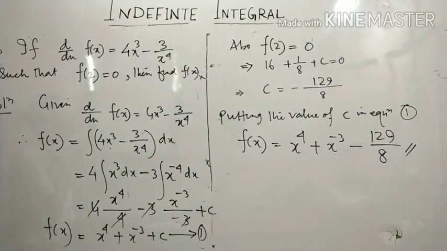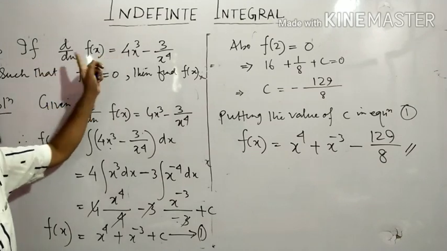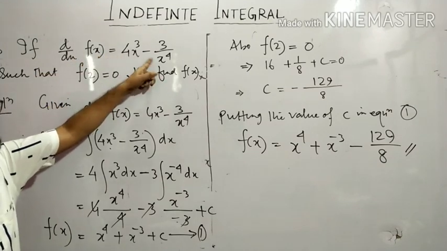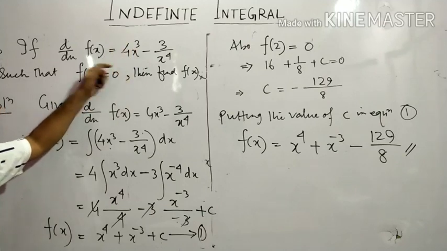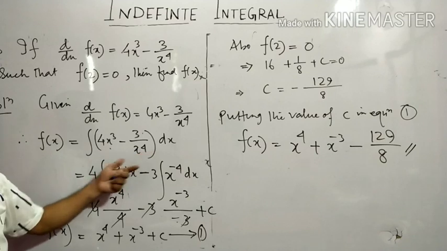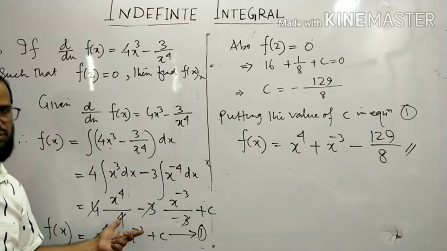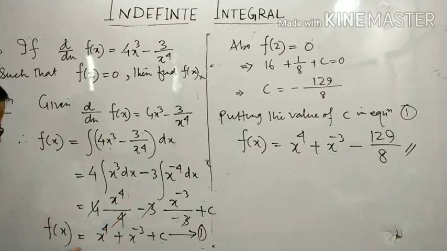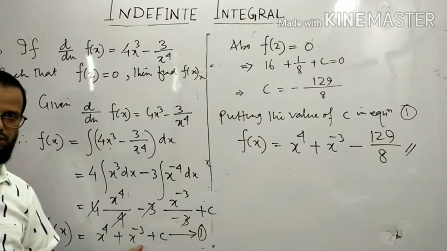So how to solve this equation? First you have to start from here. Derivative of the function is given. So if we take the integral, what will happen? The integral of this is equal to f(x). So f(x) is equal to the integral of this, and now you have to perform integration by using the standard integral, and you get this particular relation.